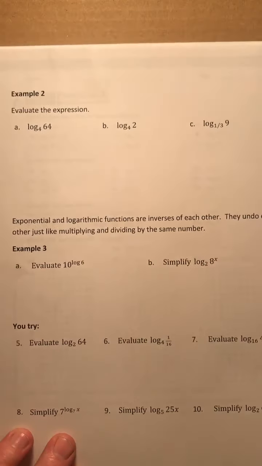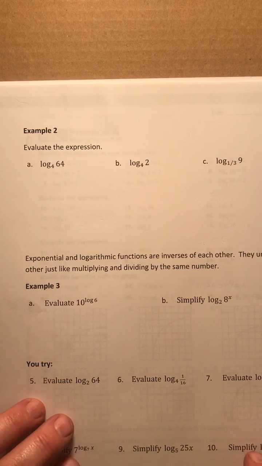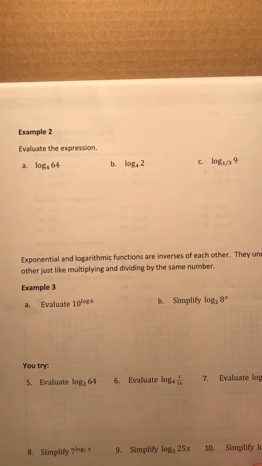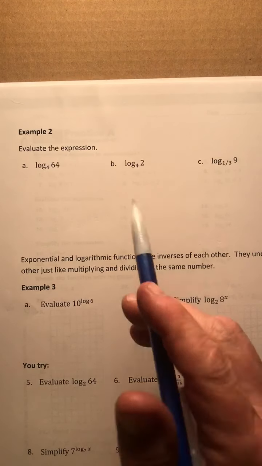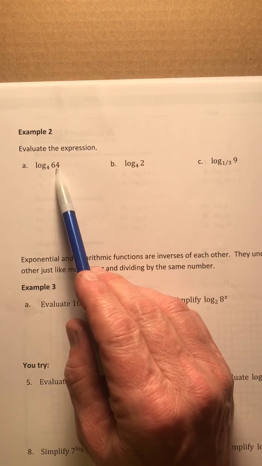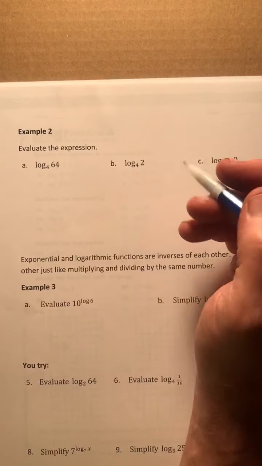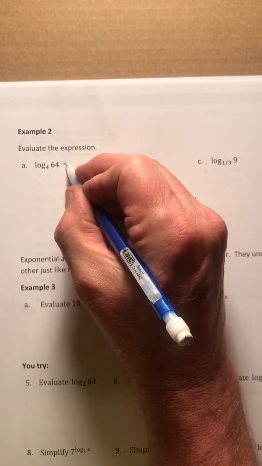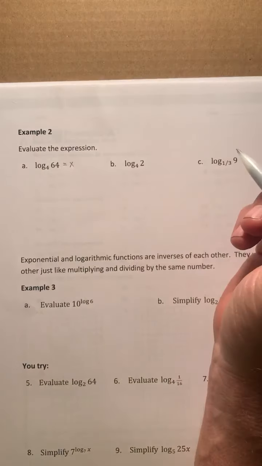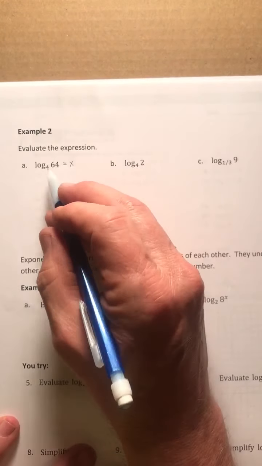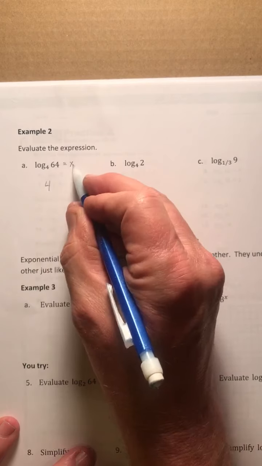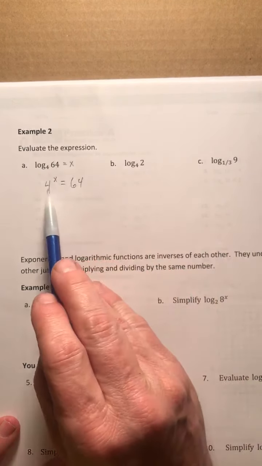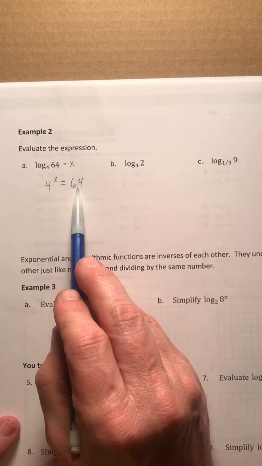All right. Example 2. This is where you evaluate them, and we're going to try evaluating these without the calculators. The only thing you really need the calculators for is to figure out what power that's going to be. So this is the way you do it without a calculator. What you do is you make it equal to x, and then you rewrite it in exponential form. So the base is 4, the exponent is x, and then equals 64. So now we just got to figure out 4 to what power equals 64.